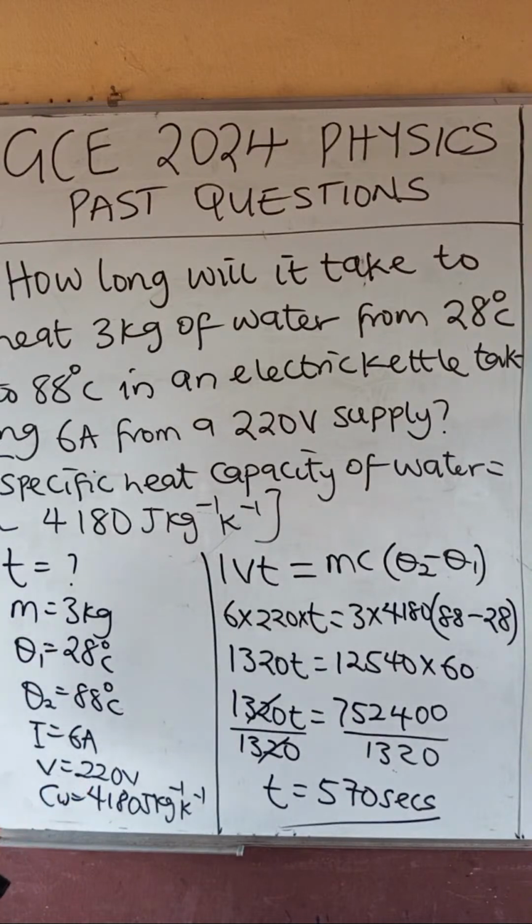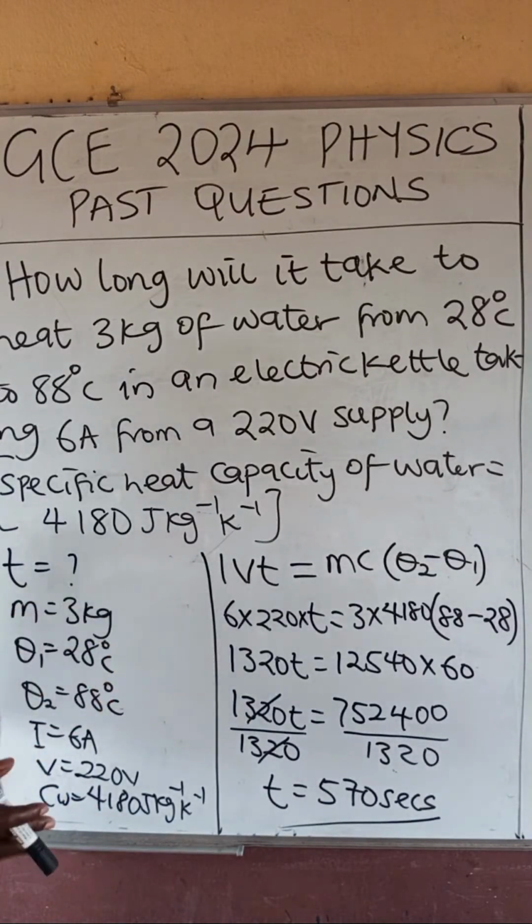Now, how do we do that? In physics, when you hear how long, it means time, and when you hear how far, it means distance, okay? Now, I have the mass. The mass is given as 3 kilograms. The initial temperature is 28 degrees Celsius, while the final temperature is 88 degrees Celsius, okay? Then the current is given as 6 amperes, potential difference is 220 volts, right? And we are given the specific heat capacity of water to be 4,180 joules per kilograms per Kelvin, right?